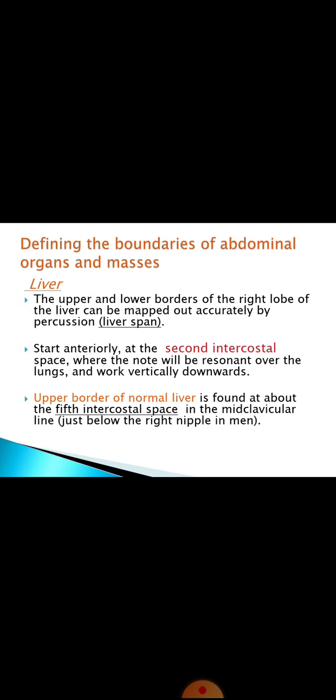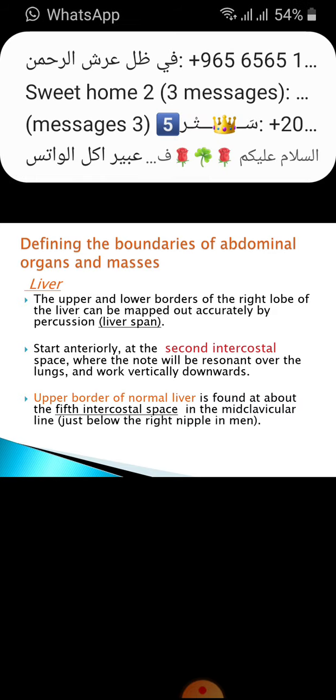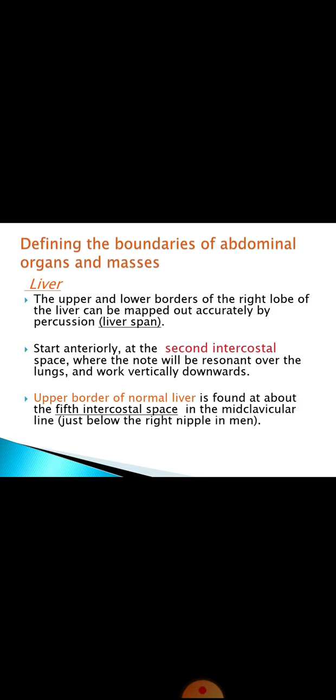How can we define the boundaries of abdominal organs? Percussion can help to define the boundaries of the liver, the upper border and the lower border of the liver. For detection of the upper and lower border of the right lobe of the liver, it can be mapped out accurately by percussion. And this is called liver span.